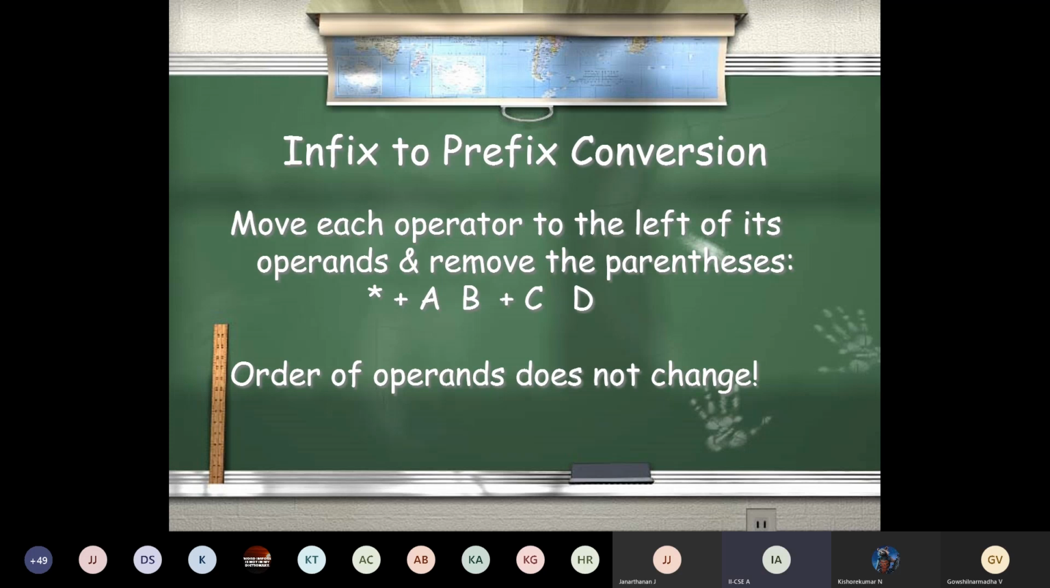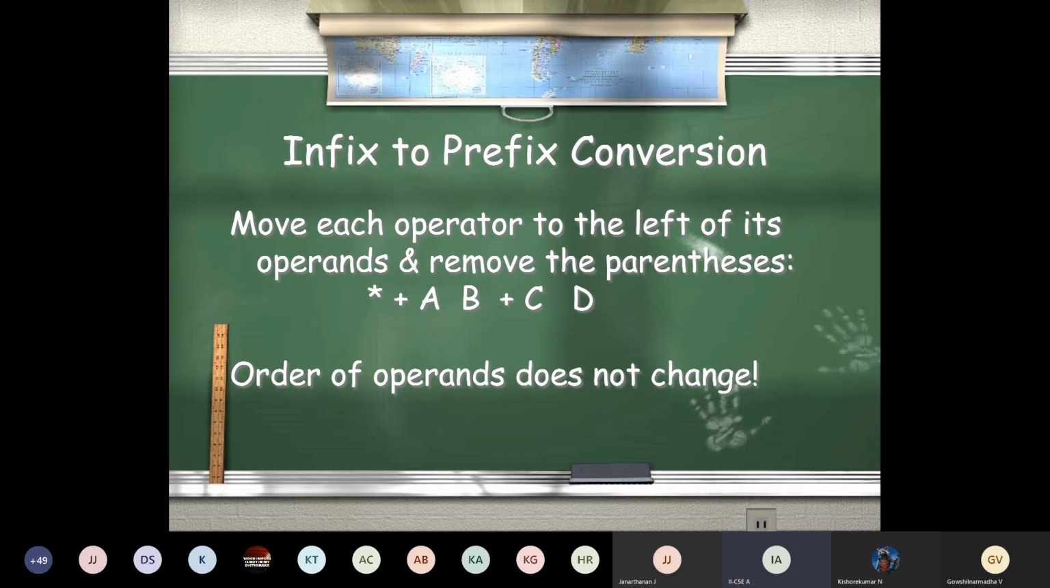Okay. So that is with your prefix. So here you just note down the order of operands does not change. When you are converting your infix into a prefix or postfix, the order of your operands, that is ABCD, the position of ABCD, its sequence it will not change. We are going to change the position of only the operators. Okay. So ABCD, it is in the same order.